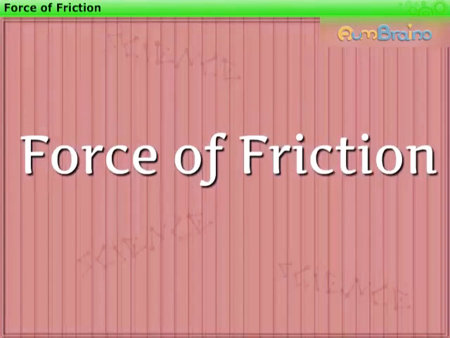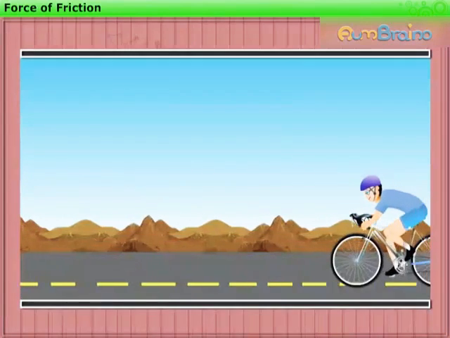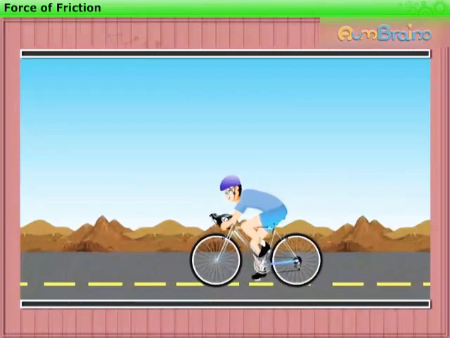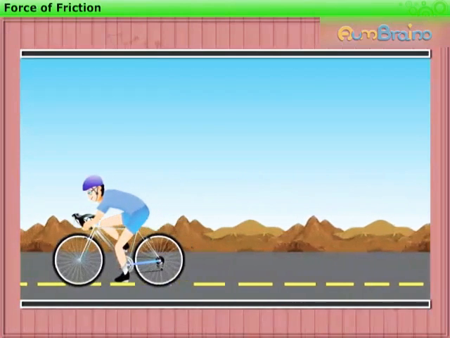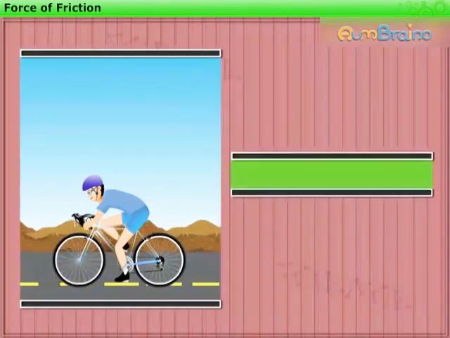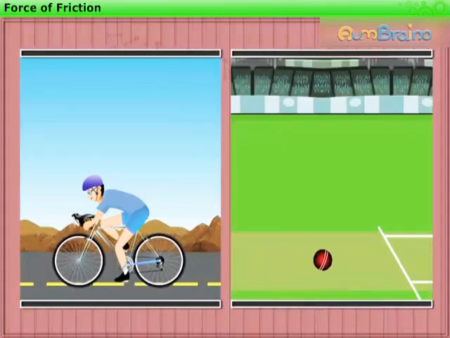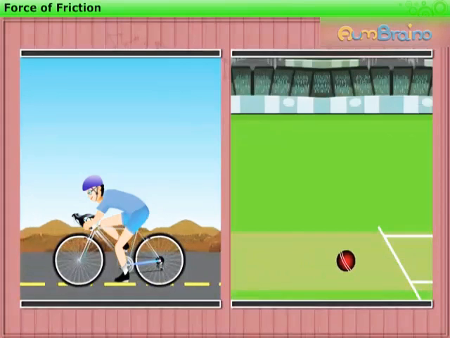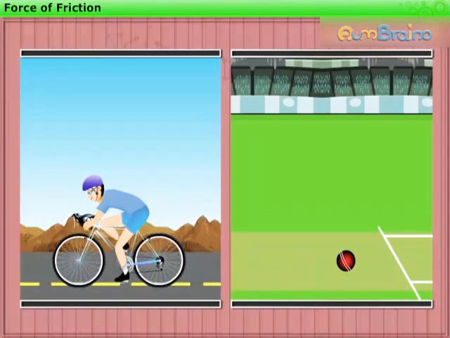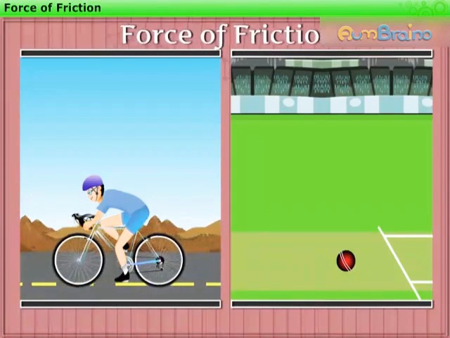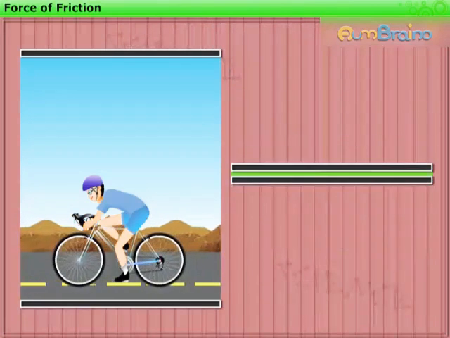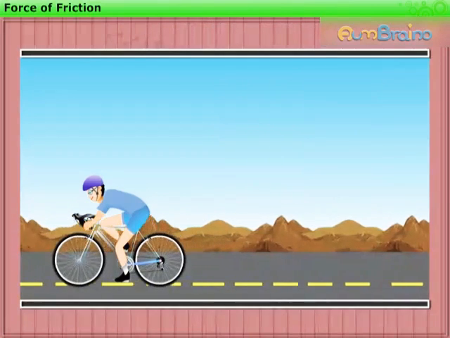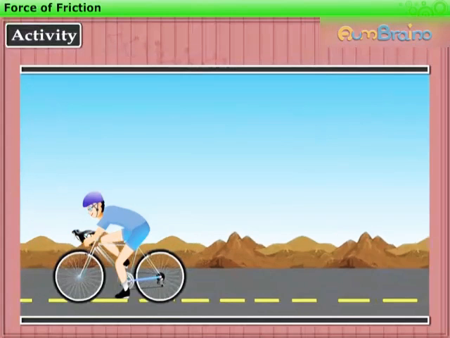Force of friction. You must have experienced that your bicycle slows down when you apply the brakes, or a moving ball on the ground stops after some time. What may be the reason? This is due to the force of friction. Let us understand the force of friction by performing a simple activity.